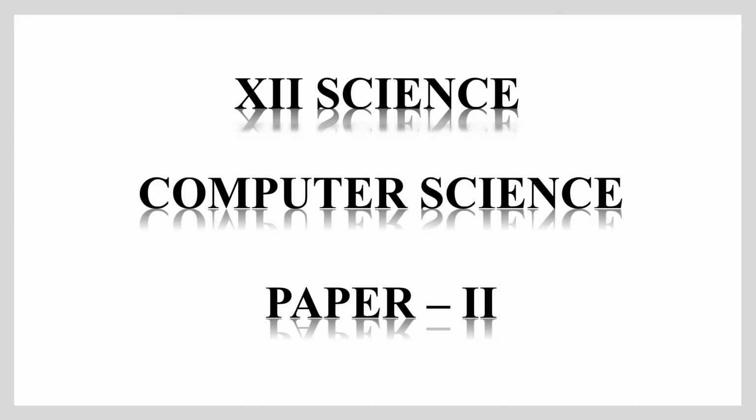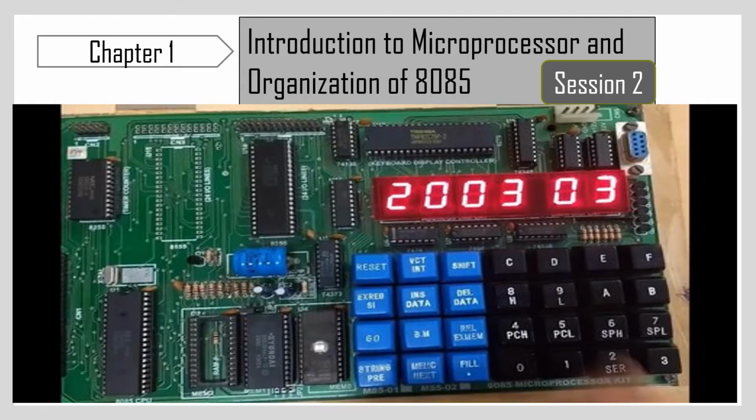So let us proceed. We have already started with chapter 1, that is Introduction to Microprocessor and Organization of 8085. One session is completed. In that session we have seen what is a microprocessor, its function, and then the evolution of microprocessor. We have seen 5 generations of microprocessor, how the microprocessor was developed till Pentium, right? Very important from the exam point of view, the evolution of microprocessor. Let us proceed to section 2.